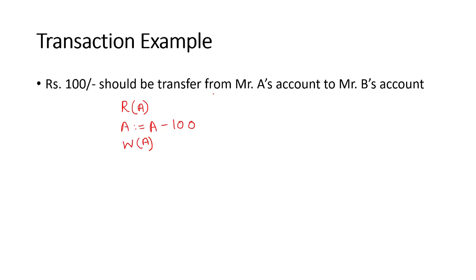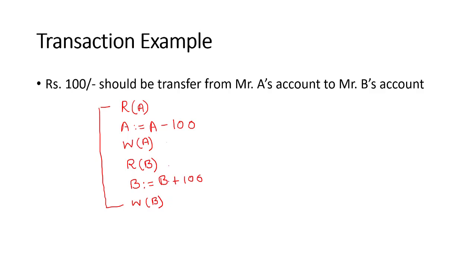So what should we do? We first read the current amount present in Mr. B's account, right? Then we add 100 rupees to Mr. B's account. Then the current value of Mr. B's amount is written back to the database. Now this total thing is a transaction. And as we have discussed earlier, we are more interested in the reading and writing operations.